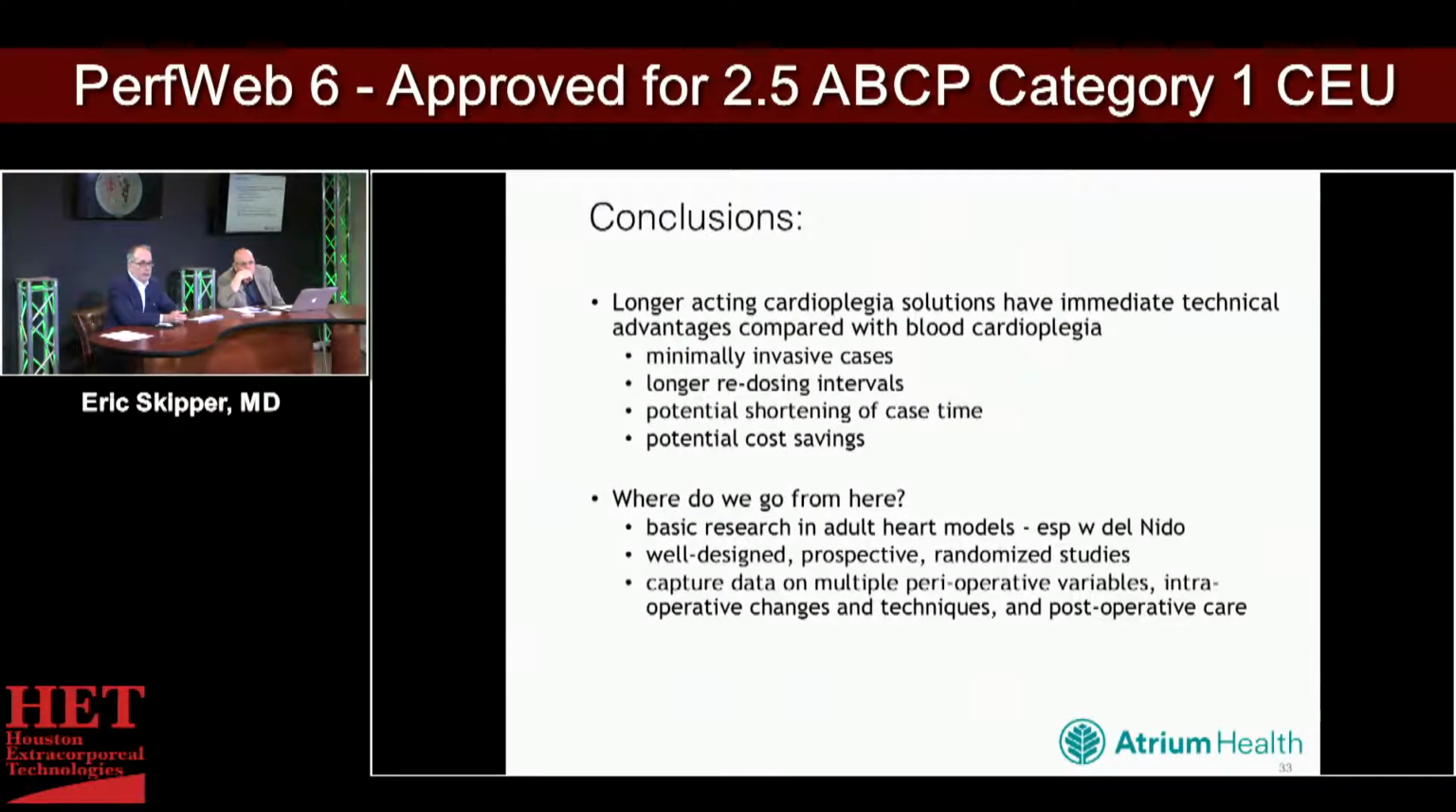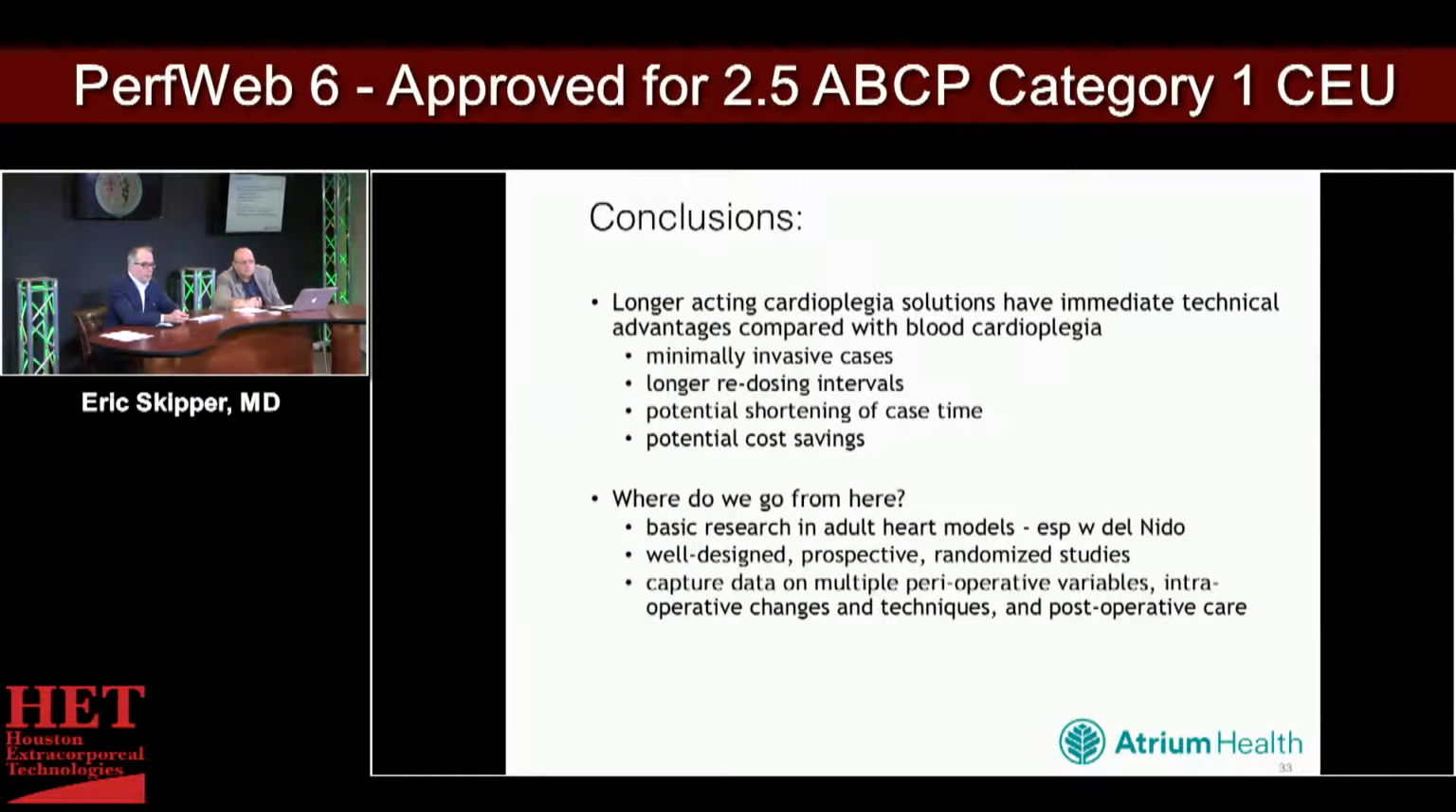Longer-acting cardioplegia solutions have immediate technical advantages when compared with conventional blood cardioplegia. This comes in handy with minimally invasive cases. There's a longer redosing interval, so your procedure isn't interrupted by the need to give more cardioplegia. Potential shortening of case times, which all of us are interested in preserving and getting more OR time, and potential cost savings. So where do we go from here?